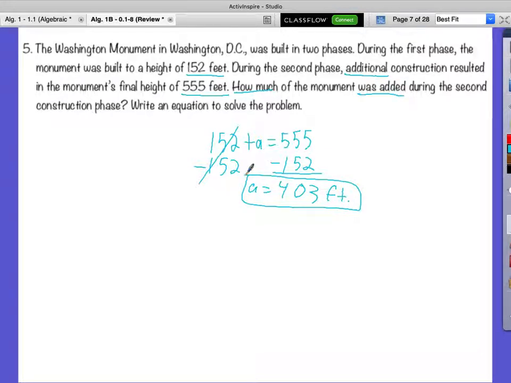So, questions on this one? No? Let's flip the page to a different question. Okay, what's your question?